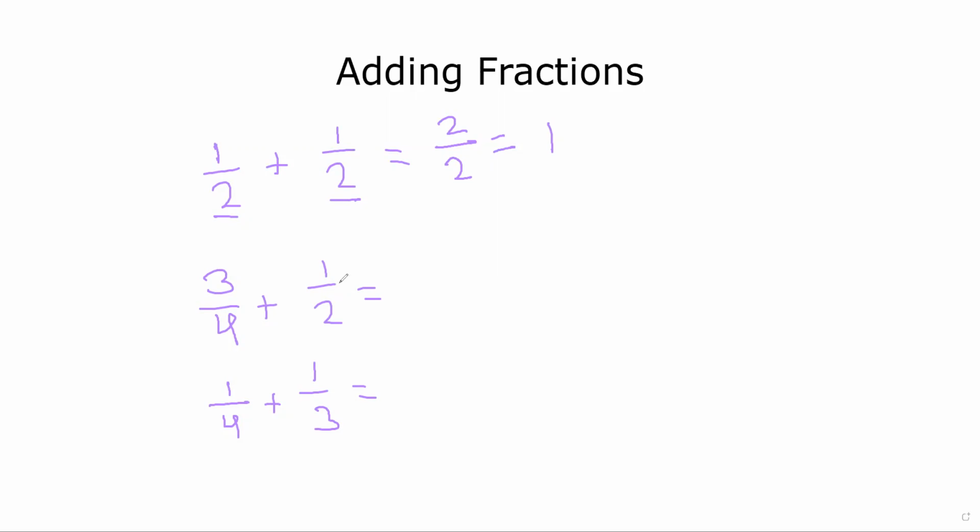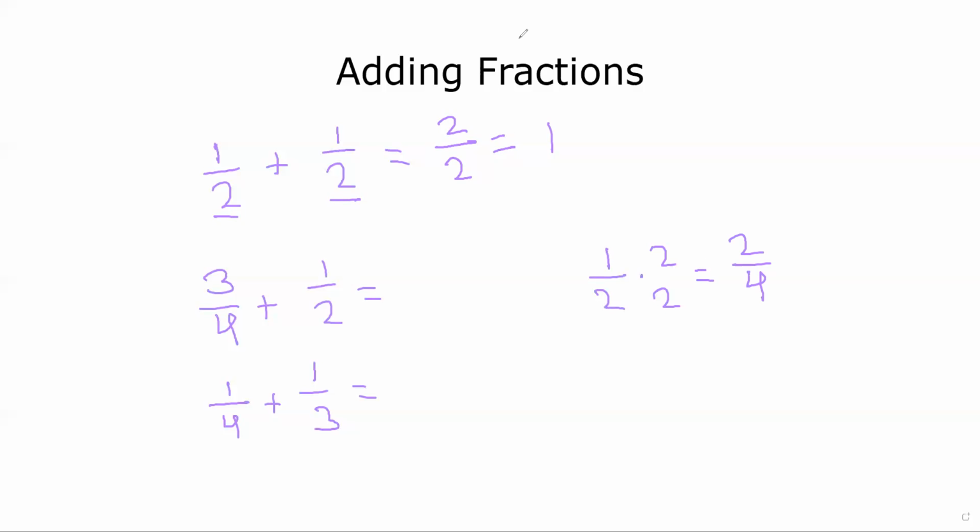Now in this example, we have 3/4 plus 1/2. Now we don't have matching denominators in this example. And so what we have to do is make it so that they have matching denominators. So I see that this is 3/4 and this is 1/2. It's always easier to make the denominator bigger instead of smaller, and so I'm going to take 1/2 and multiply the top and bottom by 2, and that's going to get me 2 over 4.